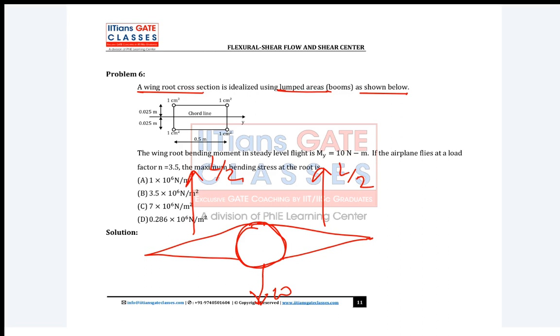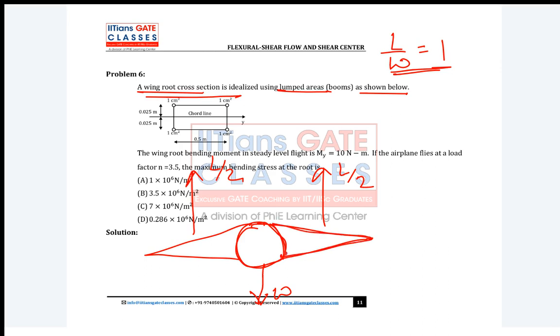Now guys, we know in steady level condition L by W is 1. So what we see, L by W is 1 in steady level condition. So they talk about the wing root section. So this is only about one section, one wing and root section.